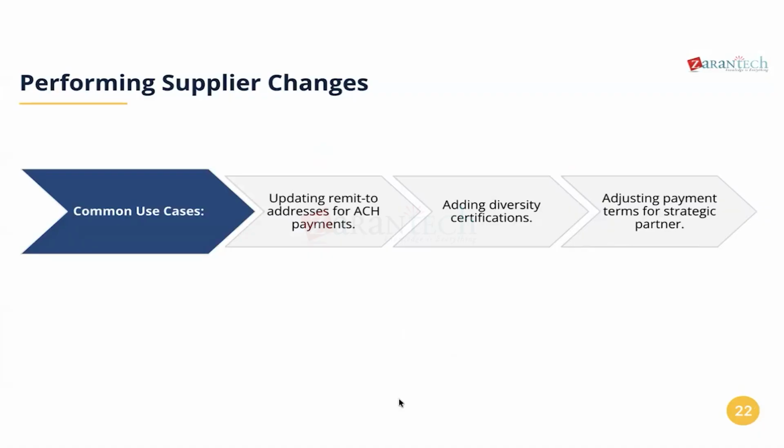Common use cases for supplier change can be updating remit-to addresses for ACH payments, adding diversity certifications, and adjusting payment terms for a strategic partner. Like we were discussing, any change in the documentation, payment terms, or remit-to address updates can trigger your supplier changes.